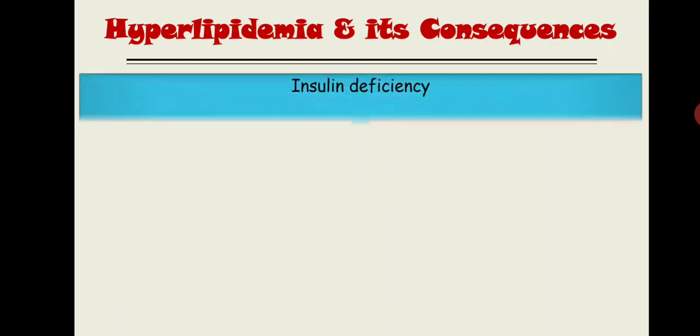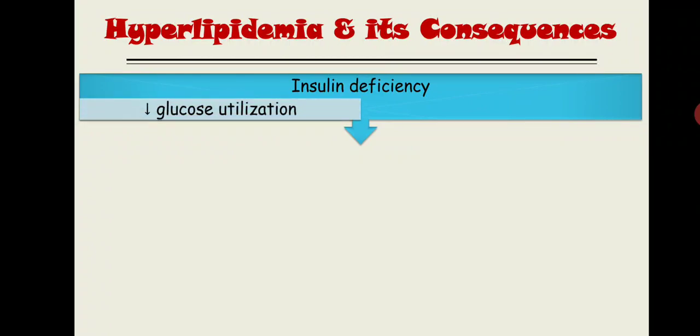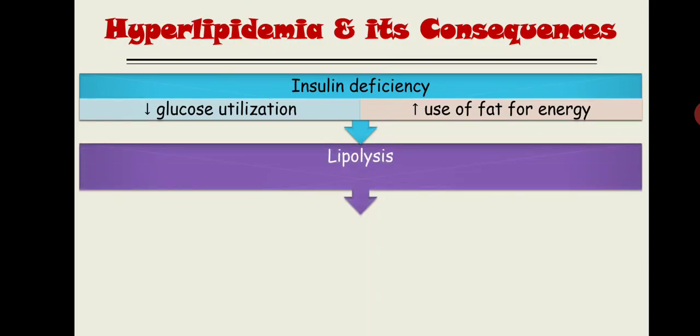Now hyperlipidemia and its consequences we already discussed in the action of insulin and what happens when insulin is absent, right? So let's summarize that discussion. Whenever there is an insulin deficiency, it leads to decreased utilization of glucose, and the body uses more fat for energy, right? So whenever we use more fat for energy, more fat will be released from the adipose tissue, right? That condition is known as lipolysis, because of a higher amount of stimulation of hormone sensitive lipase and less stimulation of lipoprotein lipase.